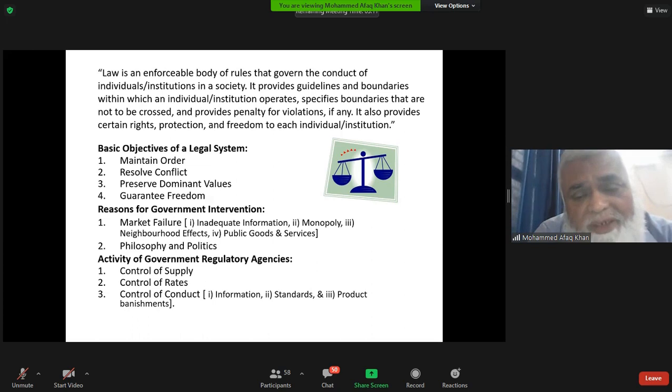And then product banishments are there. For example, if certain drugs are harmful or it's discovered that they have higher side effects on patients, sometimes those drugs are banned from the shelves of the retailers of pharmaceutical products. The government agencies come up with such rules where those products cannot be sold in the market. So this basically was just an introduction to the law.